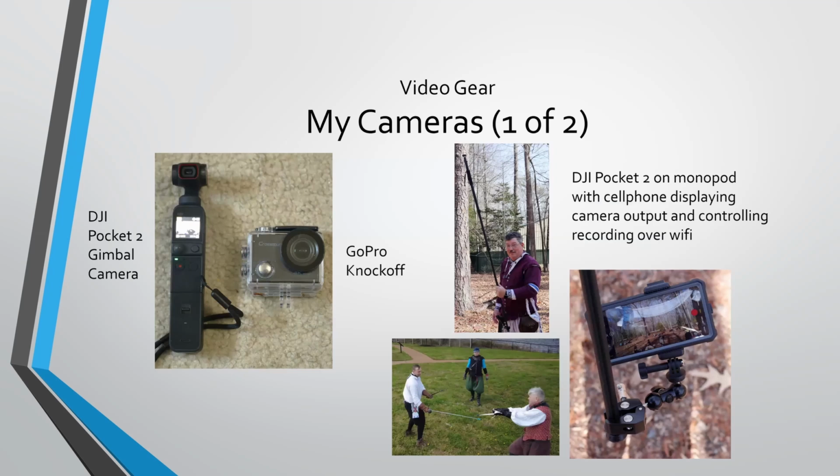So I've got a couple of slides showing my gear. The DJI Pocket 2, and the picture of my GoPro knockoff. You can get those for under $50 easily, or real GoPros are $250 and up, I think. There's a picture of me holding my monopod fully extended with the DJI on the top and my cell phone on the bottom, and they're talking to each other over Wi-Fi, so I can see what the camera is looking at, and it'll move and rotate with my motion, so you get nice smooth pictures.